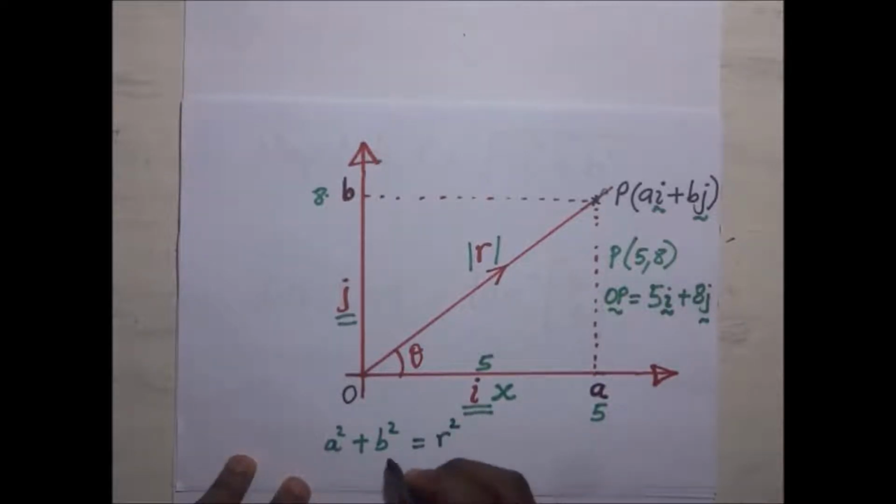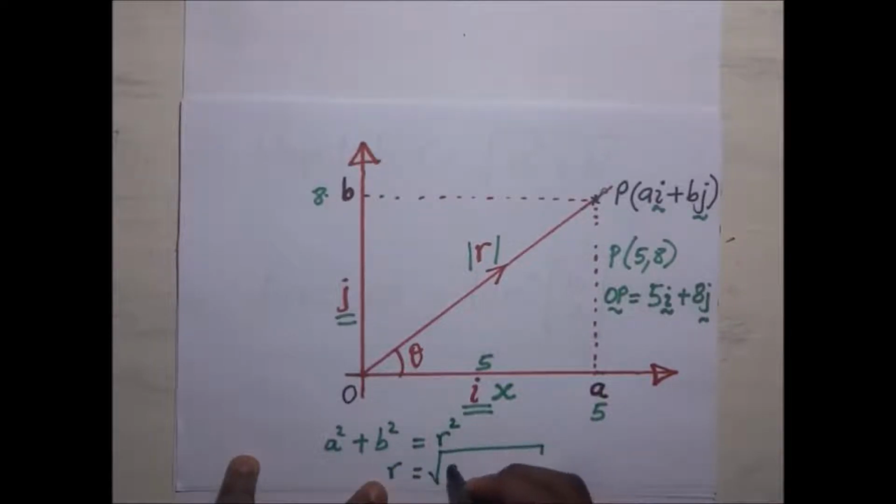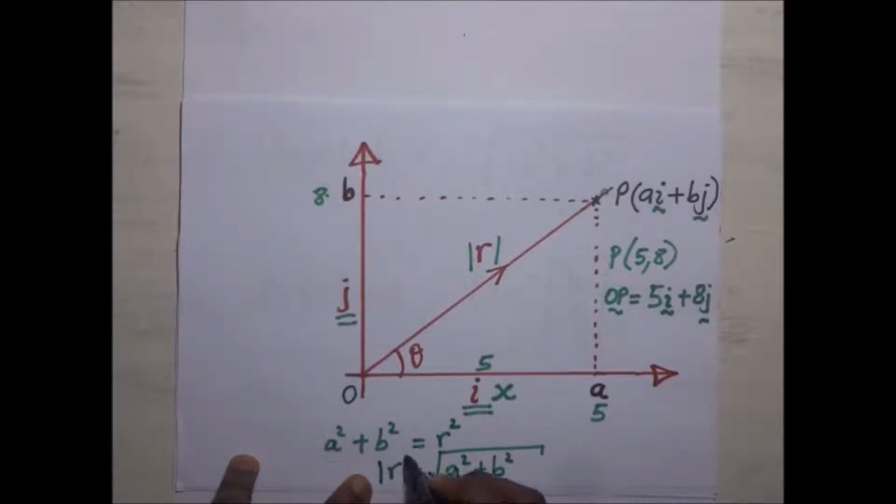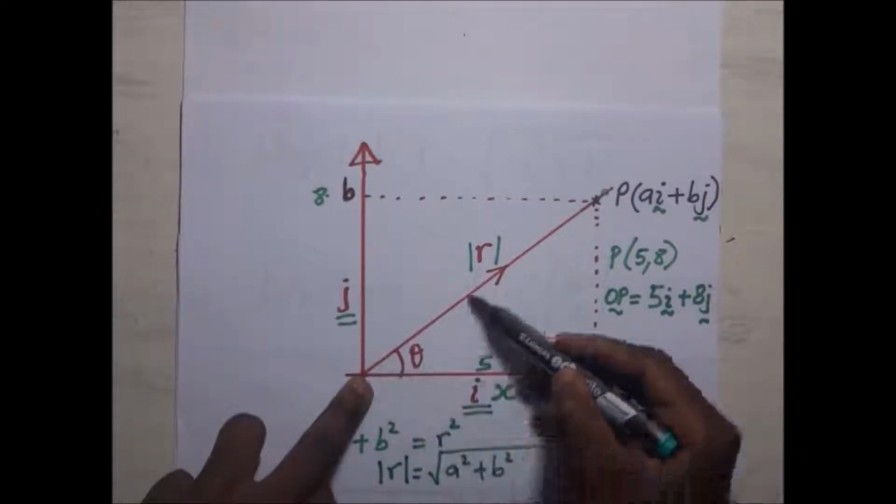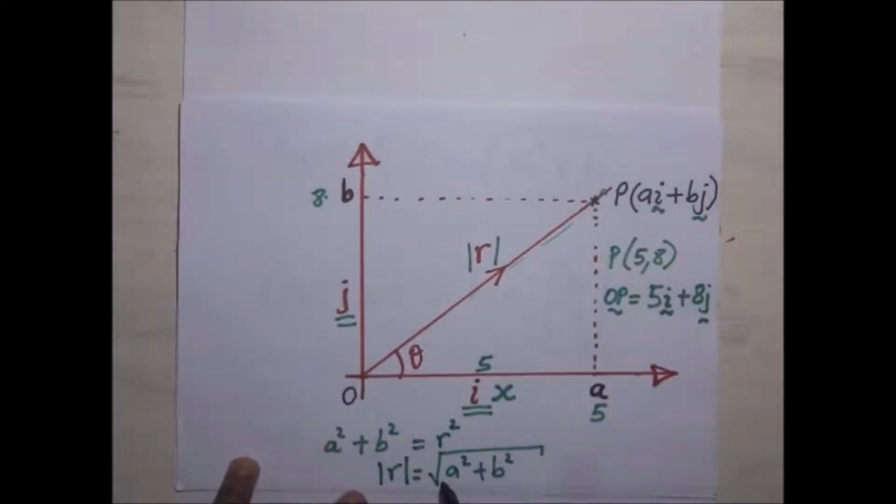So when we make R the subject of the formula, it's going to end up being the square root of A squared plus B squared. So the magnitude of this vector OP is the square root of A squared plus B squared. That is in general terms.